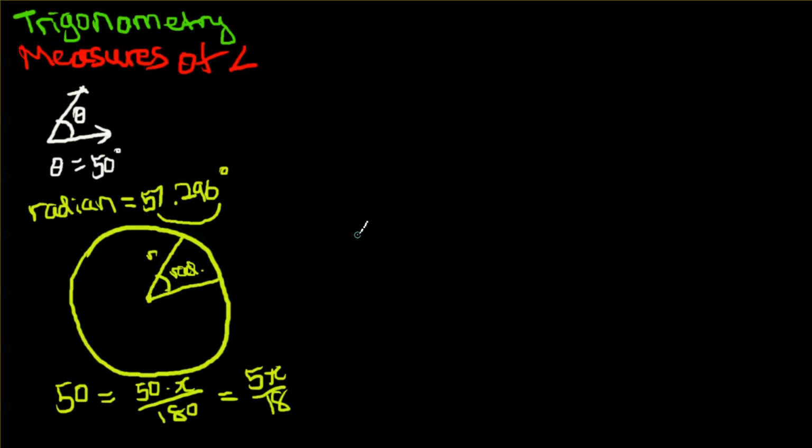Basically, if you want to convert degrees to radians, you just take pi over 180 and multiply it by x, the measurement of the angle. Let's just multiply by theta, for example, and that's basically how you convert degrees to radians. So let's go ahead and write that so we remember this: degrees to radians.